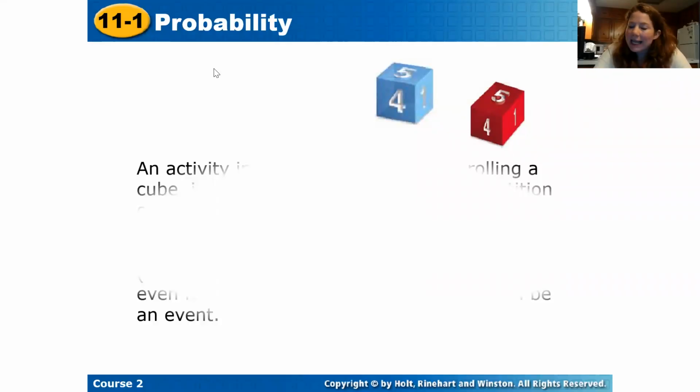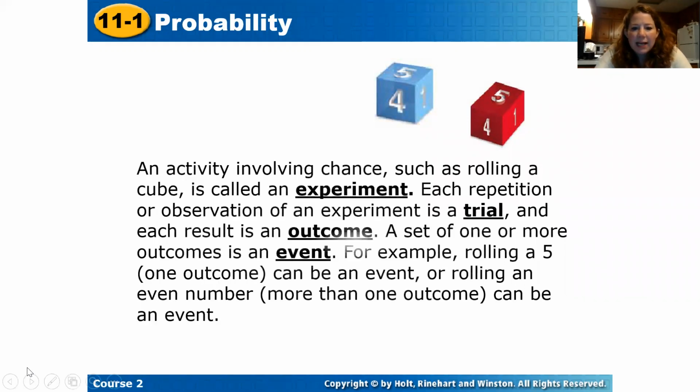Hi, ladies and gentlemen. Let's talk about probability. So we've all had a little time off for spring or fall break, so just to bring this stuff back to your memory.